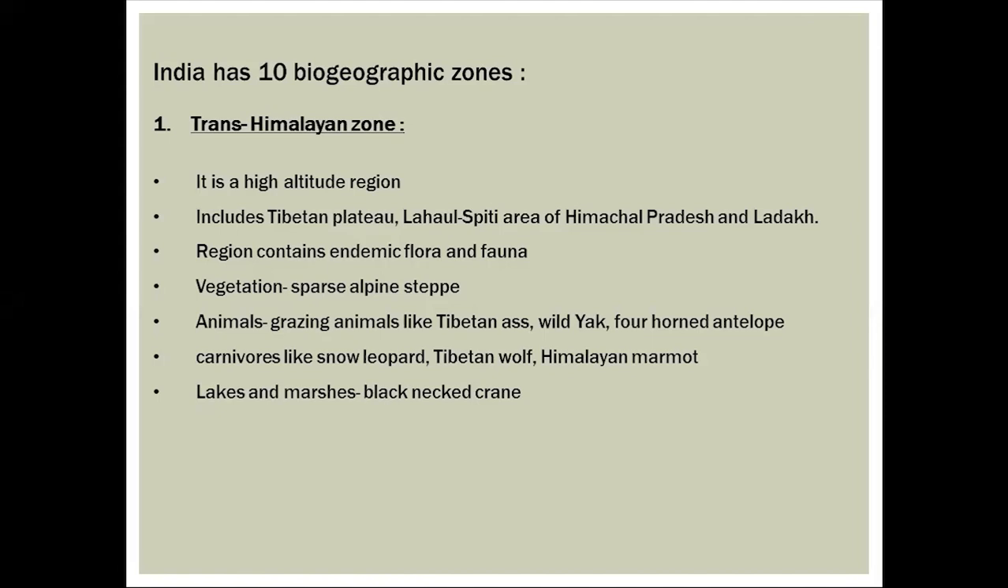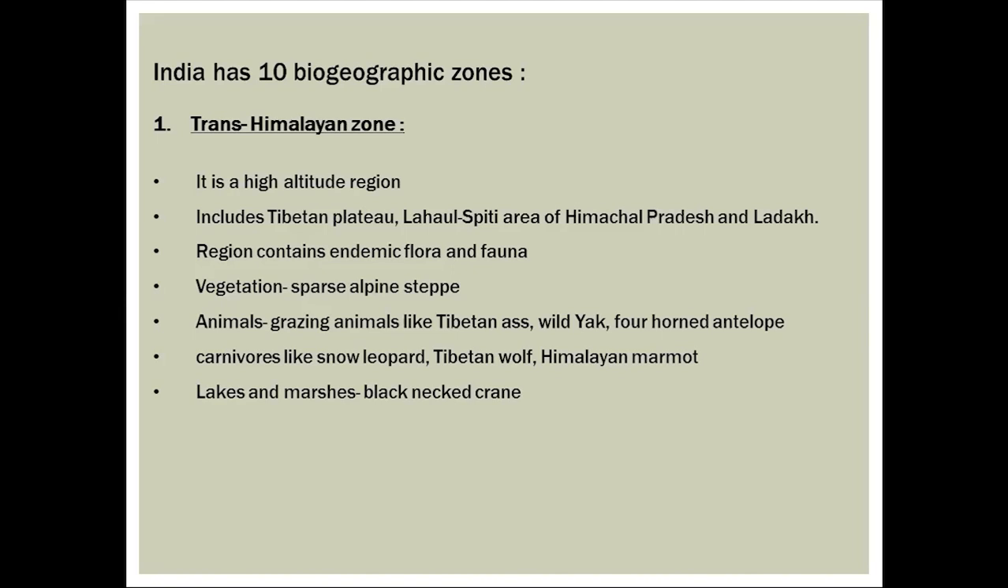So India has 10 biogeographic zones. The first is the Trans-Himalayan Zone. It is also known as the Tibetan Himalayan region. In India, it includes the Lahaul-Spiti area of Himachal Pradesh and certain areas of Ladakh. Now, this region is present at a higher altitude, that is, the height above sea level is greater.